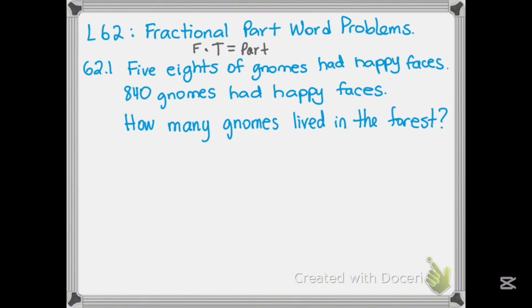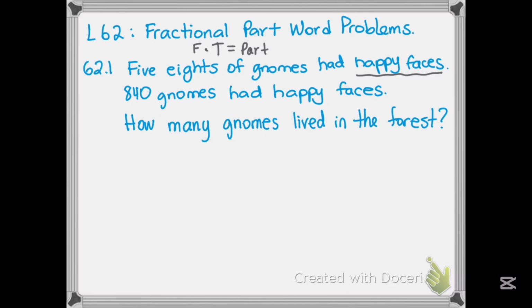Now in these problems, what you have to remember is that you're going to have two categories. For example, here we have the happy faces and the not happy faces. So let's read it. It says, 5/8 of gnomes had happy faces. 840 gnomes had happy faces. How many gnomes lived in the forest?